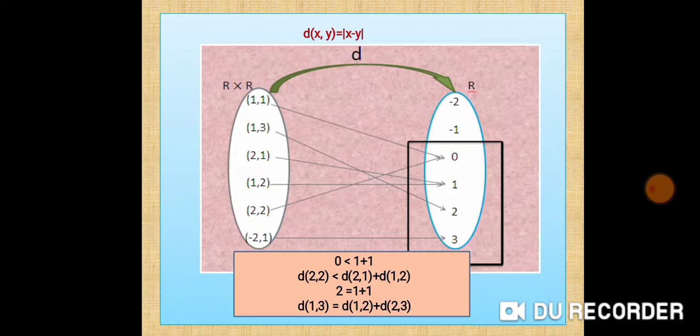Combining these two examples, d of (x, z) is less than or equal to d of (x, y) plus d of (y, z) for all x, y, z belongs to R. Therefore, d is a metric on R. Since the metric d is from R cross R to R, this metric is called the usual metric and R is called the usual metric space.